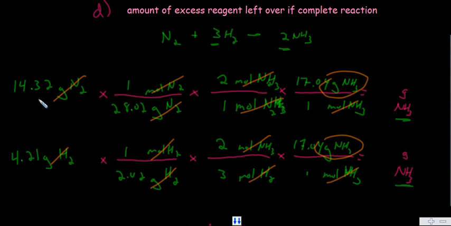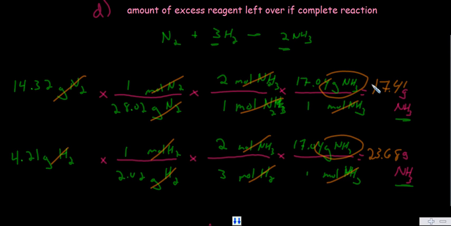So if all of your N2 reacts, then you should get 17.41 grams of NH3 formed. And if all of your hydrogen reacts, you should get 23.68 grams of NH3. Now you'll recall from the lab that the amount of product that you form is really dependent upon how much of your limiting reagent you have.